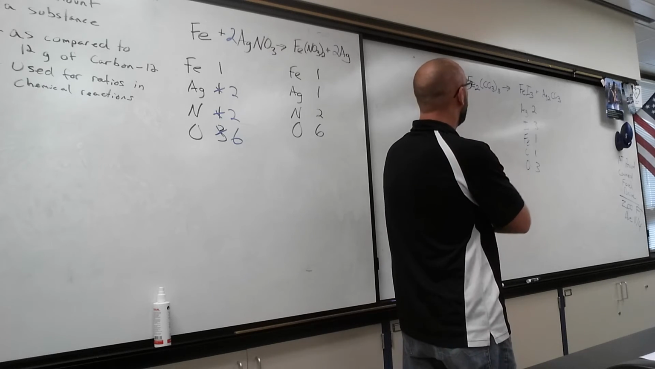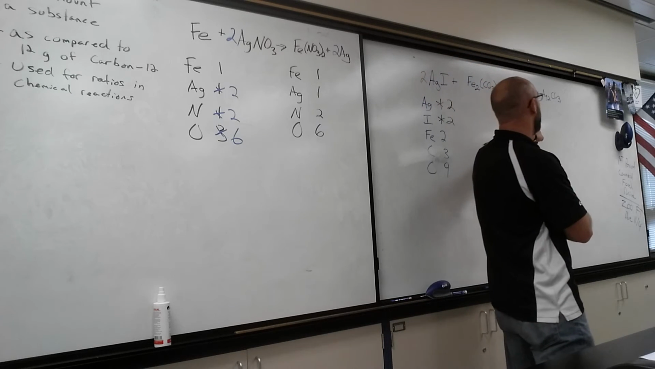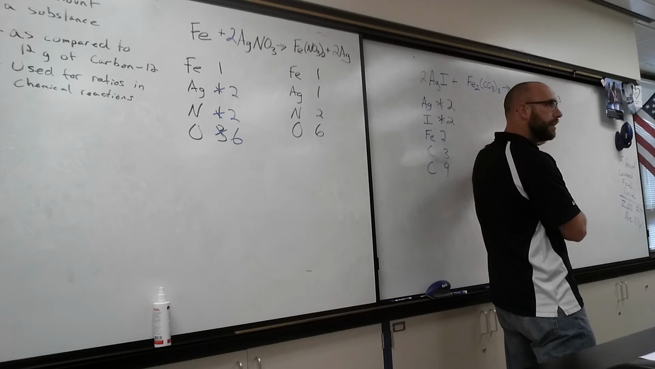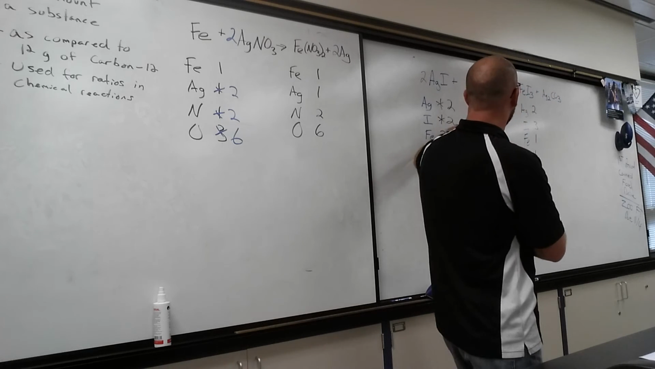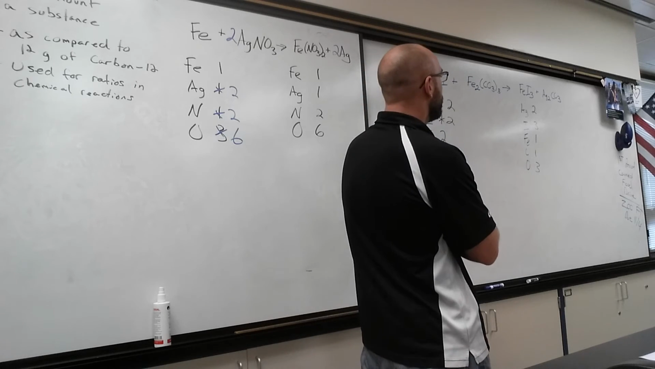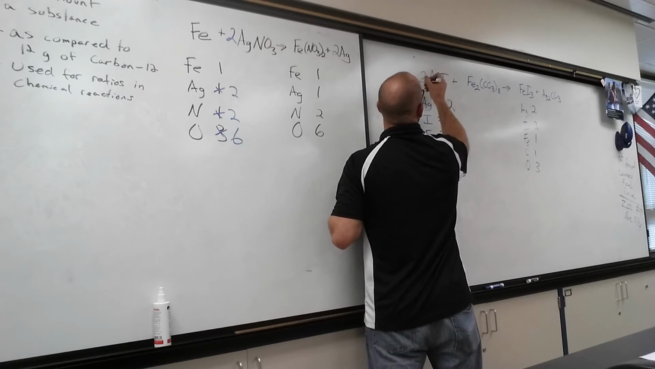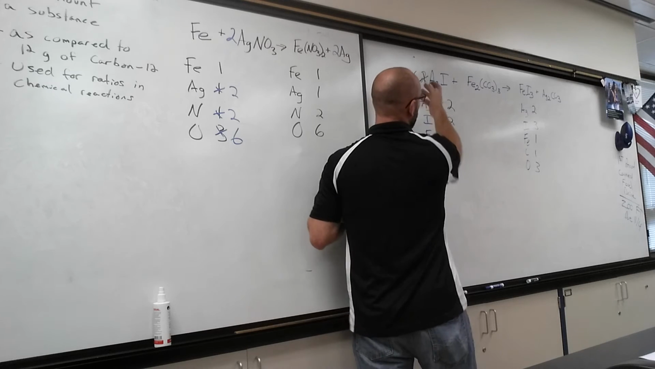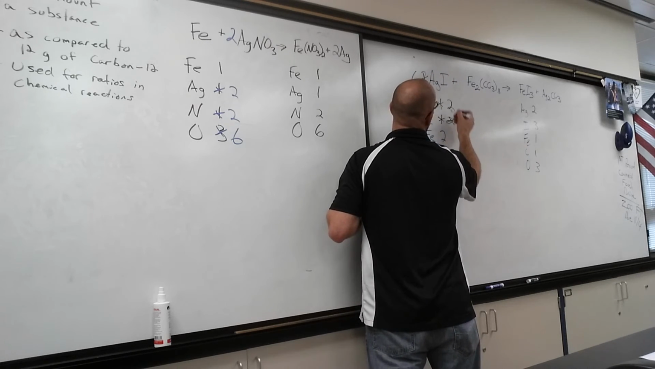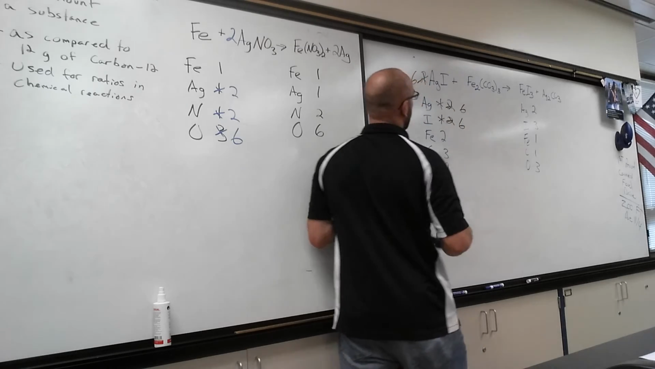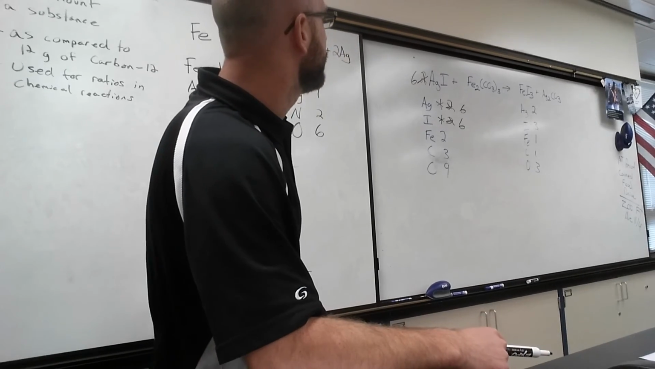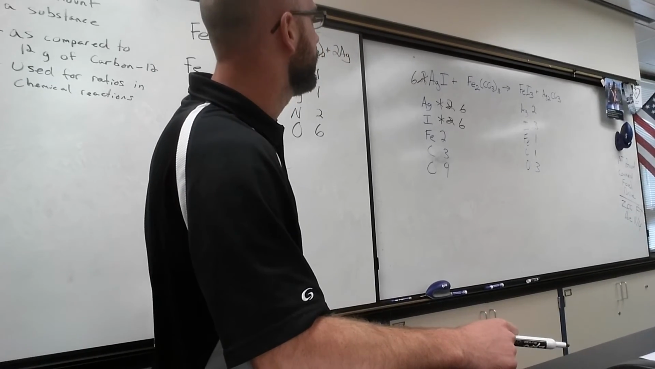So what do I got to do? I need to find a number, because I can't change this. This can only increase, right, if I'm multiplying by an integer. All right? So I need this. What is the number that these both go into? 6. So let's change this to 6. We'll multiply that 2 by 3. Let's make that a 6. So now I have 6 of those, and I have 6 of those, right? 6 silvers and 6 iodines on the left.